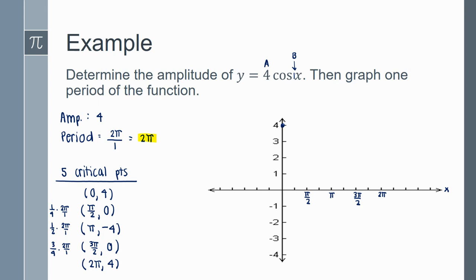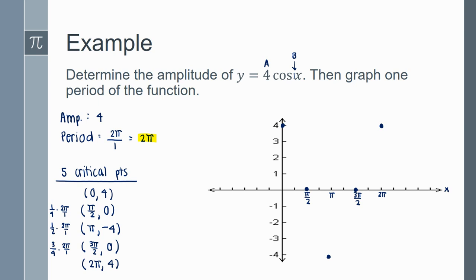0, 4 is up here. Pi over 2, 0 is on the x-axis. Pi, negative 4 is down here. 3 pi over 2, 0 is on the x-axis. 2 pi is back up at 4.